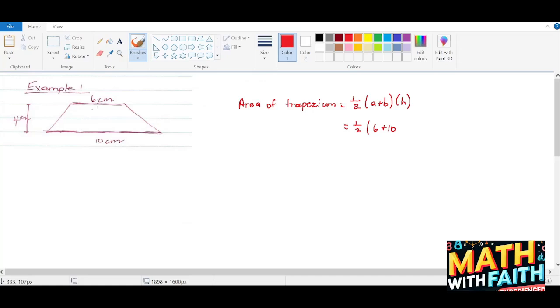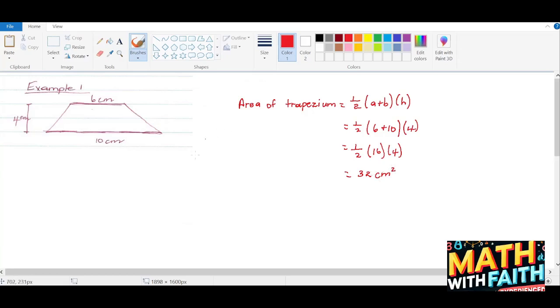and B 10, right? 6 is one parallel line, 10 is the length of the other parallel line, and H is the perpendicular height, which is 4 centimeters. So that's a half. 6 plus 10 is 16 by 4. So a half of 16 is 8, times 4 is 32. And all of this is in centimeters, because remember, we always have to put our units.